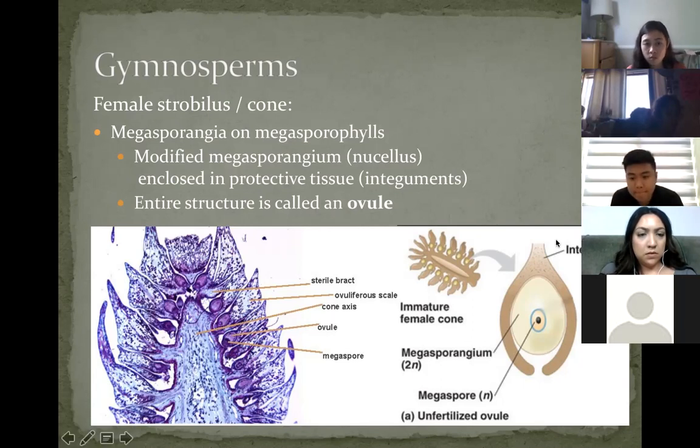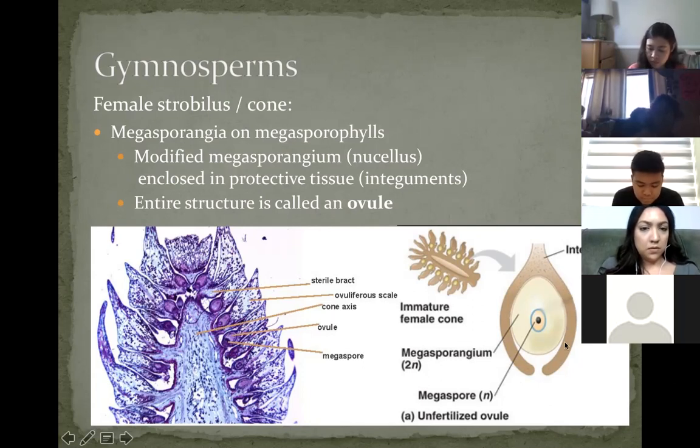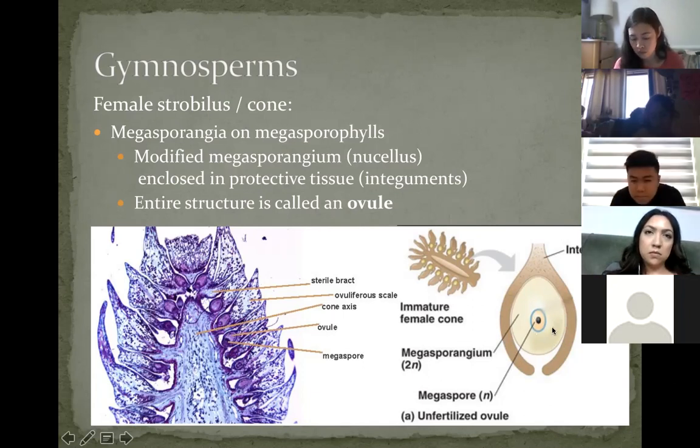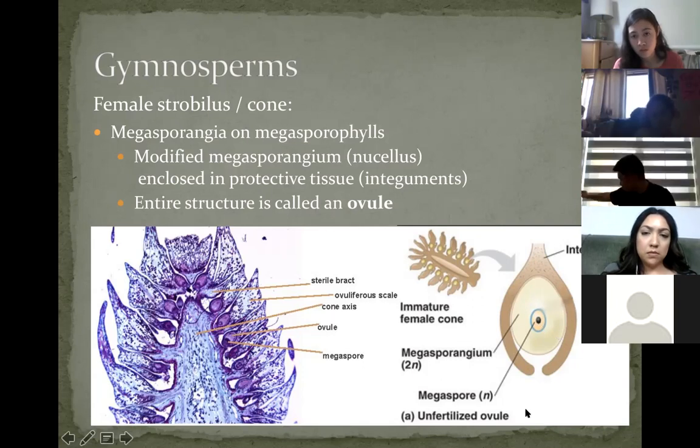If you look at this zoomed in image of an ovule, the outermost region is the integument. Eventually, when your seed is mature, your integument will become your seed coat, which is pretty much a protection for the seed. Then you have your diploid megasporangium on the inside. That's going to undergo meiosis and produce your haploid megaspore, which is right there in the center. This is an unfertilized ovule.